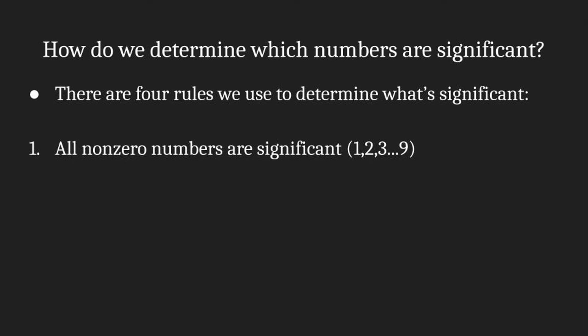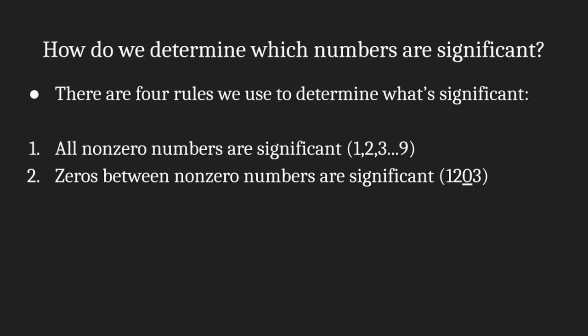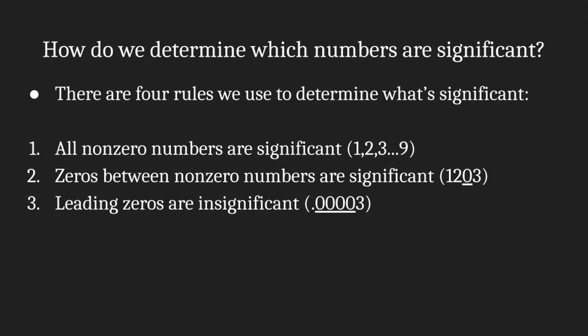All non-zero numbers are significant, so that's any number 1 through 9. Zeros between non-zero numbers are always significant, so in 1203, the 0 is between the 2 and the 3, so it's significant. Leading zeros are insignificant and are not counted, so in 0.00003, all of those zeros are not significant figures.